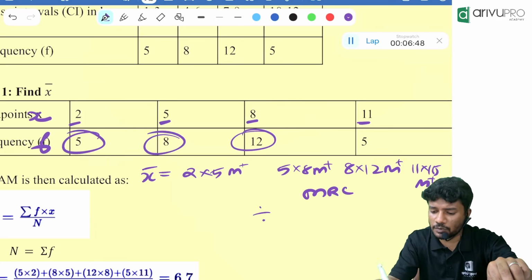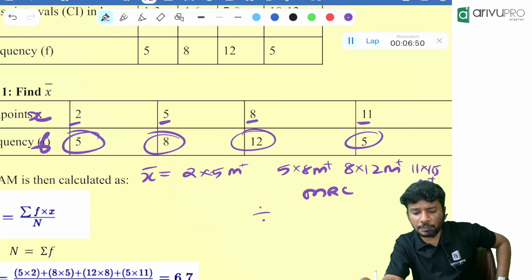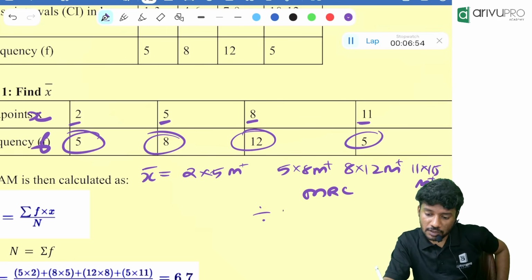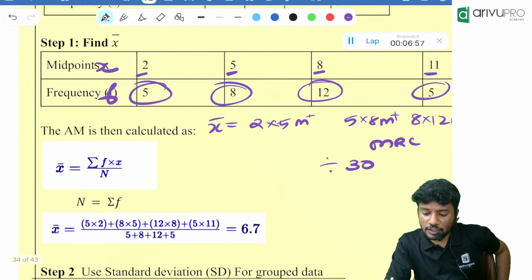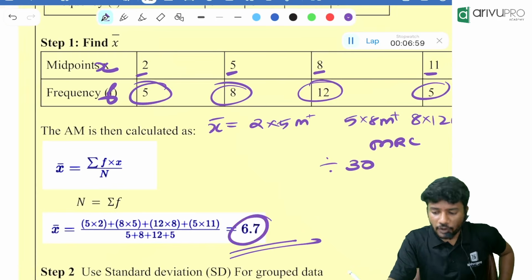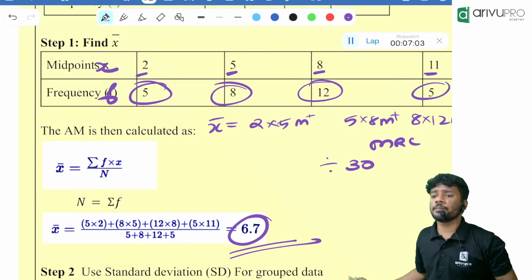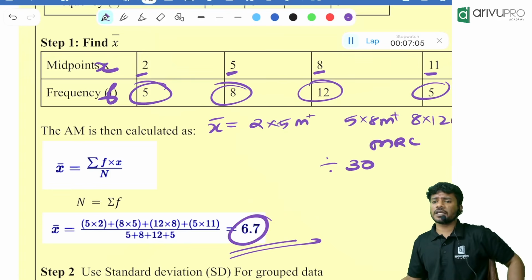5 plus 8 plus 12 plus 5 is equal to how much? 30 or 29? 30, right? Yes, 30. Divide by 30, you are getting it as how much? 6.7. Everyone got it as 6.7 on calculator. So that is the mean. Everyone knows how to find mean.